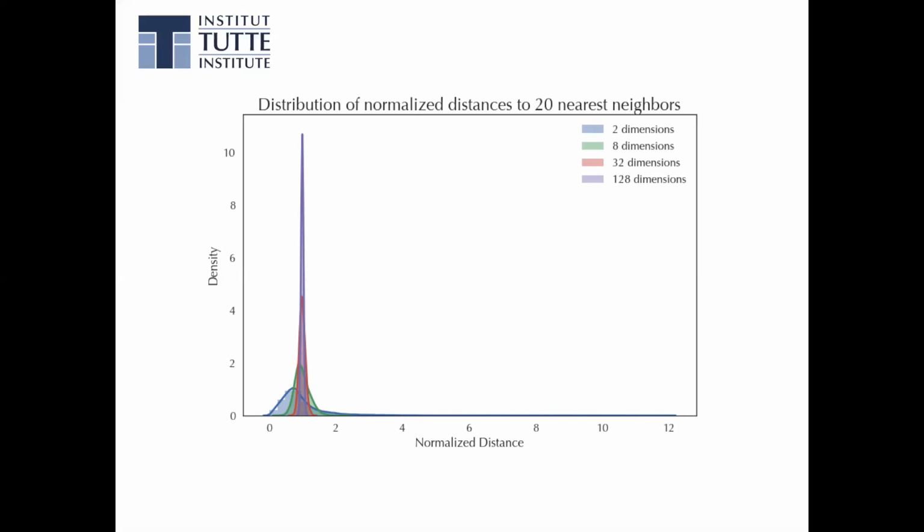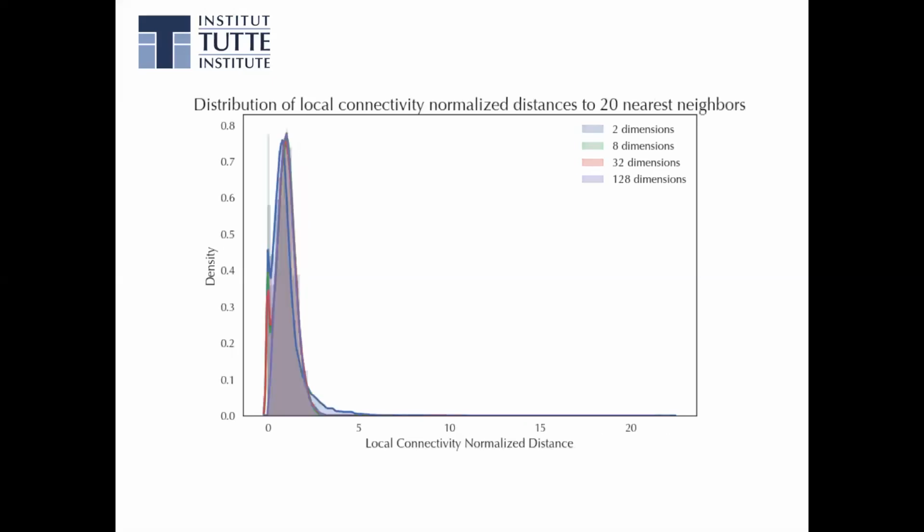But if we apply this local connectivity assumption to very high dimensional data, we find that a strange thing happens. When we apply that local connectivity and then normalize, the distribution looks essentially the same no matter what dimension we're in. So the distribution of distances with this local connectivity assumption applied looks just like the distribution of distances in 2 dimensions.